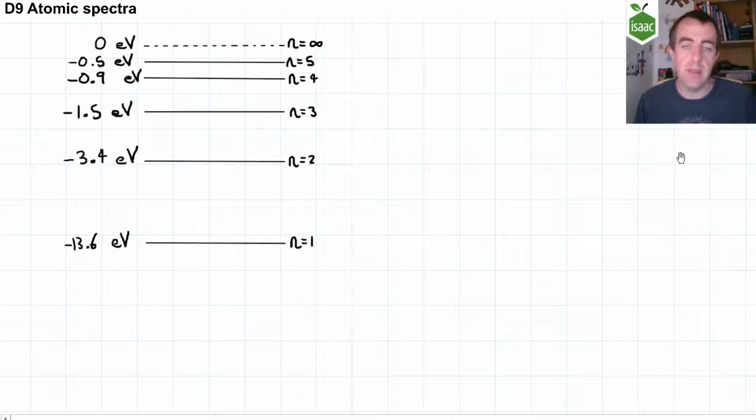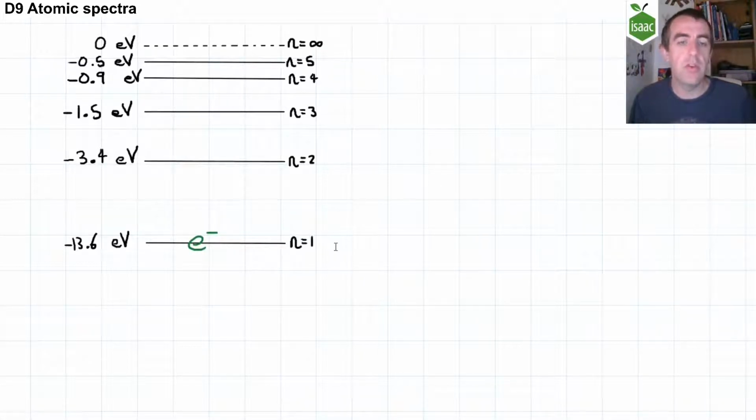cannot exist between them. When an electron is in the bottom energy level, this is called the ground state, n equals 1. You'll notice that the energy associated with that energy level is negative. And that's not an accident. That's because I would need to give this electron 13.6 electron volts of energy for it to have 0 electron volts of energy. And if I were to give this electron any more than 13.6 electron volts, then it would have more than 0 electron volts of energy.